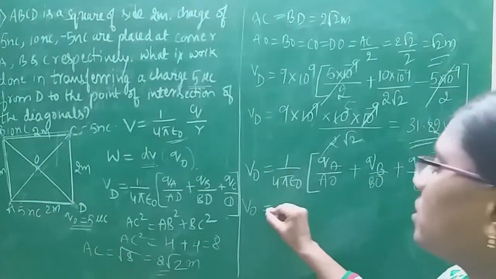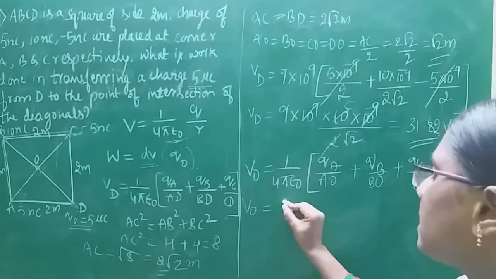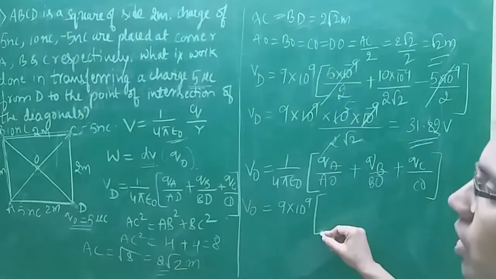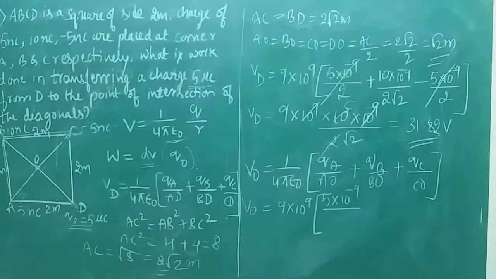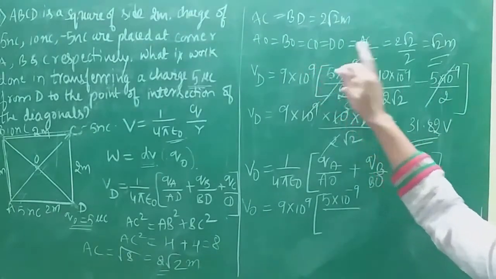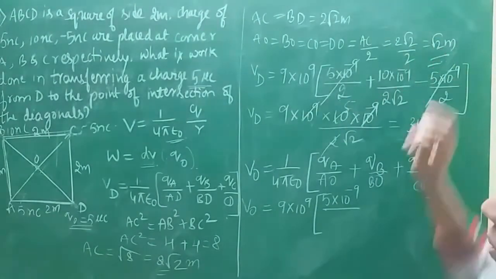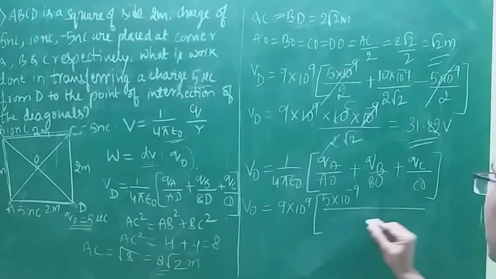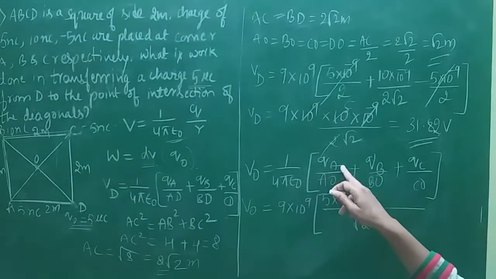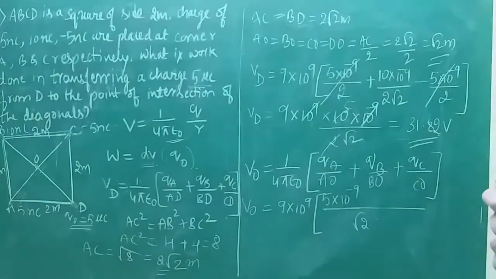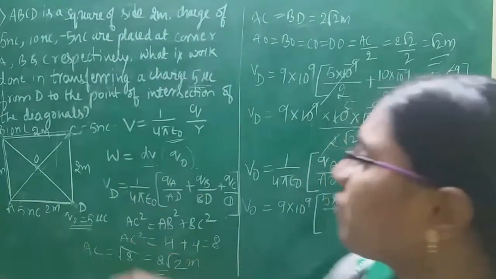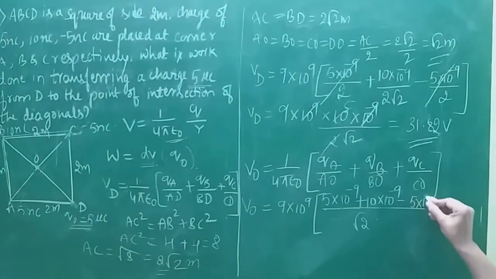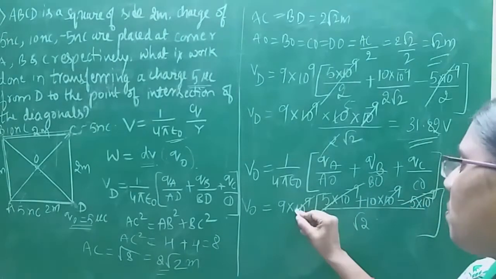Now substitute the values. So VO is equal to 1 over 4 pi epsilon naught, which is 9 into 10 to the power of 9, into QA, 5 nano means 10 power minus 9, divided by AO. AO, BO, CO, DO are all equal, so that is root 2 meter. Therefore, we can take root 2 as LCM. Then in the numerator it is QA plus QB plus QC: 5 into 10 power minus 9 plus 10 into 10 power minus 9 plus minus 5 into 10 to the power of minus 9. Here minus 5 plus 5 gets cancelled, and 10 power minus 9 and 10 power plus 9 get cancelled.